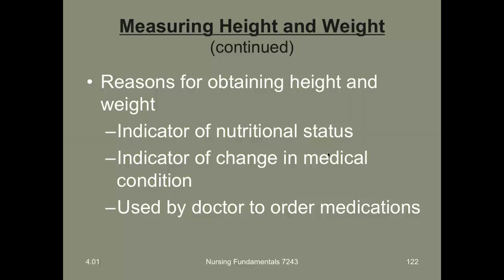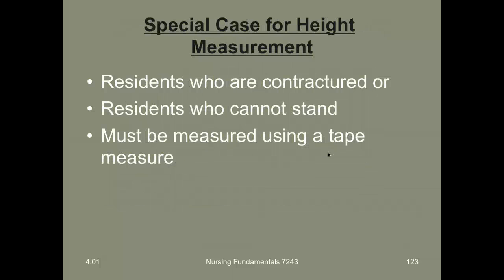Reasons for obtaining weight and height: it's an indicator of nutritional status, an indicator of change in medical condition, and it is used by physicians in ordering medications. Lots of medications are based upon weight. Special cases for height and weight are residents who have contractures, those who cannot stand, and those who must be measured using a tape measure, such as a baby.